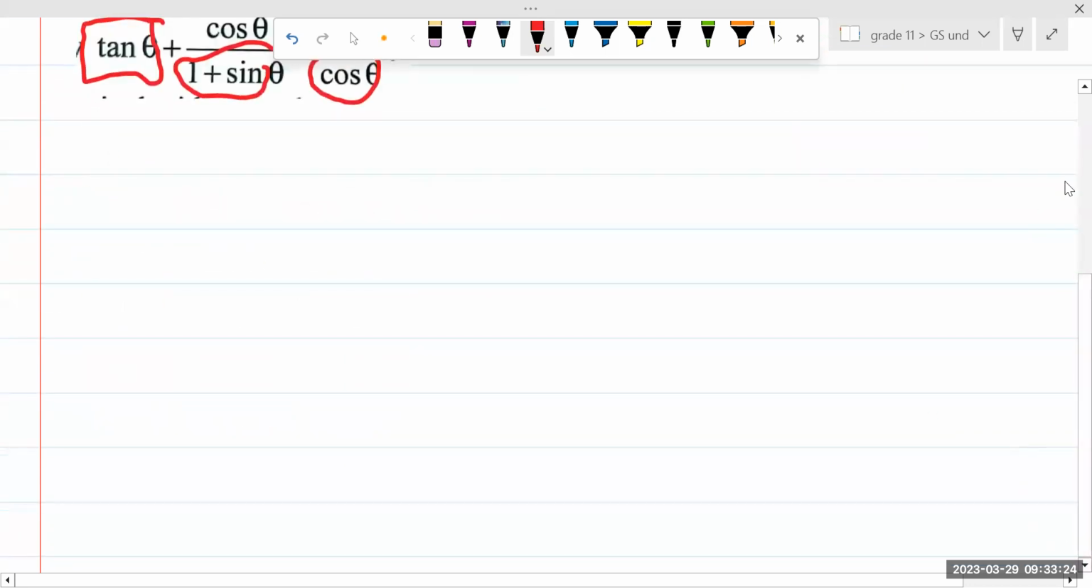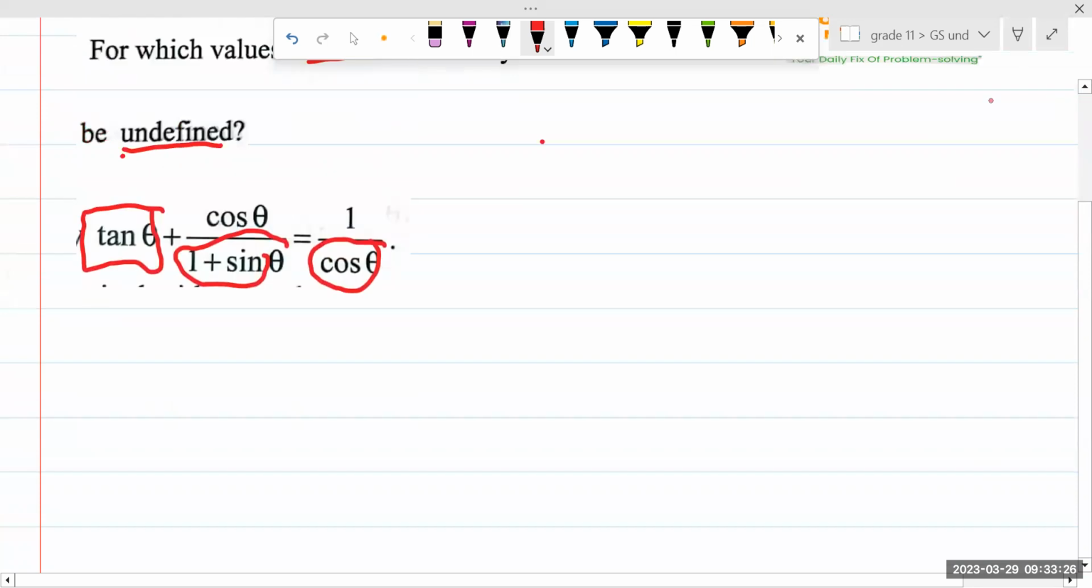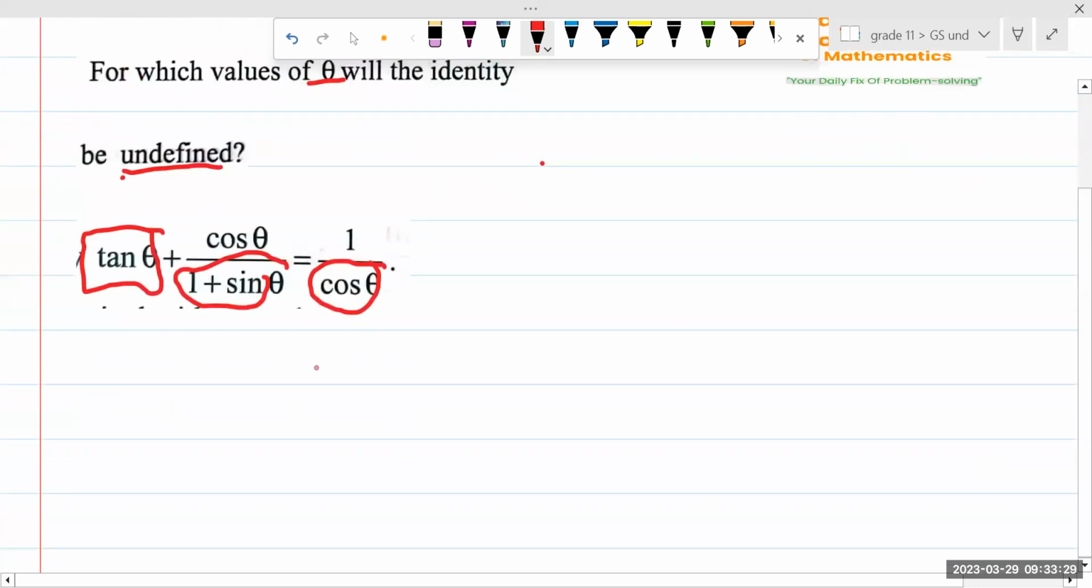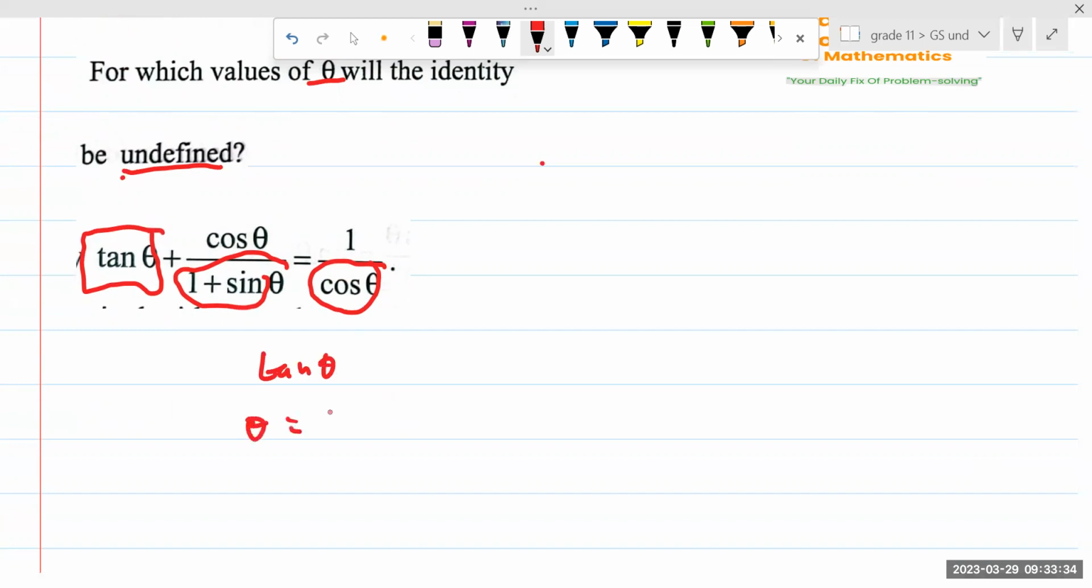So if they ask you for which values this thing is going to be undefined, let's start and check if we have a tan. For tan of theta, it is going to be undefined when we have 90 here. But we also realize that this is only on the first period. We want to include all the periods where this thing is going to be undefined, so we say k multiplied by 180. Every time you add 180 on 90, this is going to give you undefined.